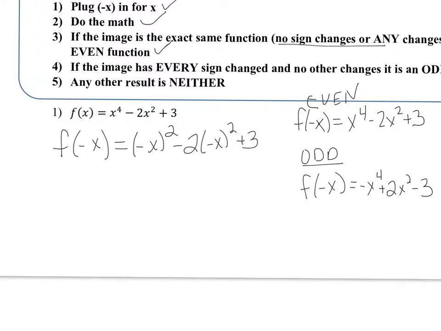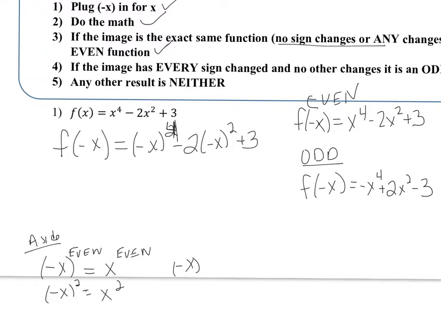Okay, do the math. Ooh, that should be a 4 there. Sorry. You do have to remember that anything to an even exponent, the result is always going to be positive. So if I square negative x, that's going to be positive x squared. And if I raise anything to an odd exponent, the sign will always stay the same. So this was negative, it's going to stay negative.